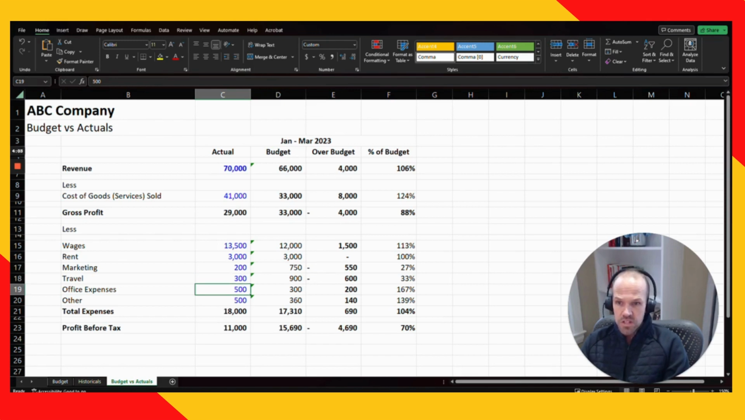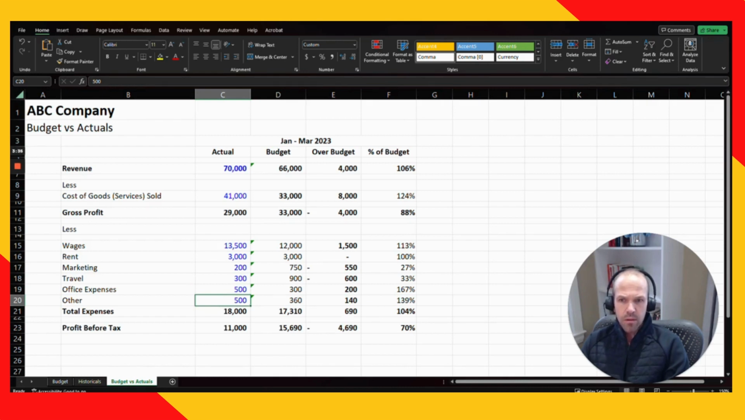On office expenses, they were higher than budgeted. They came in at 500 versus the 300 that you were expecting. And so you might ask the question here, well, what was the difference? Like, why are we spending $200 more than we expected? Was this just a one-off thing like some of the other expenses that we've had? And do we need to do anything about it? And then other came in at 500 versus 360, and the same sort of questions apply.